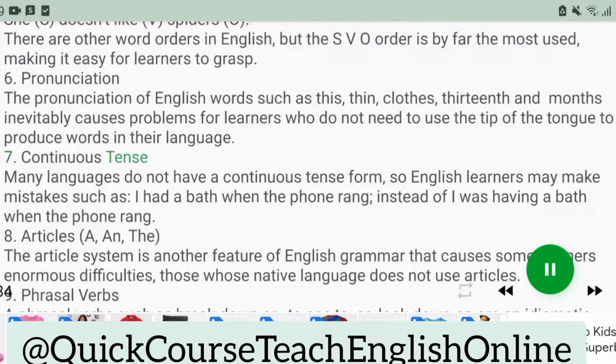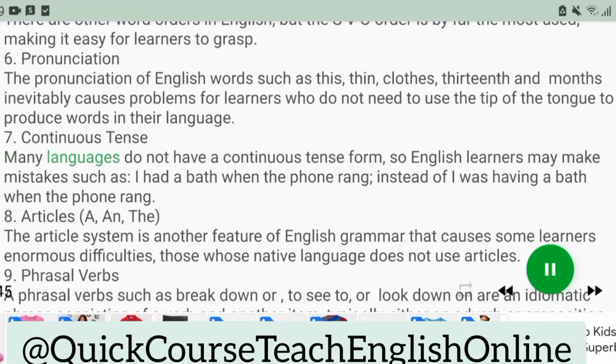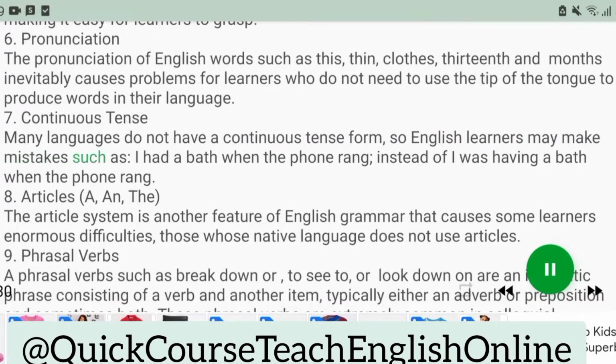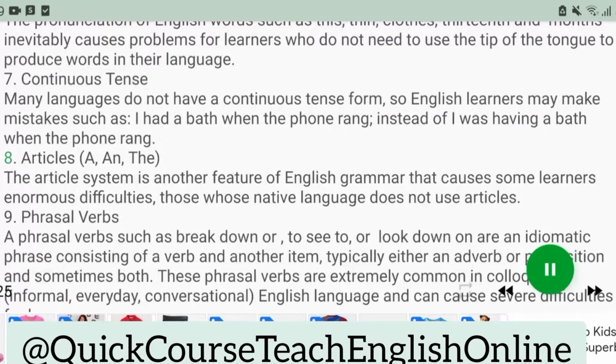7. Continuous tense. Many languages do not have a continuous tense form, so English learners may make mistakes such as, I had a bath when the phone rang, instead of I was having a bath when the phone rang.